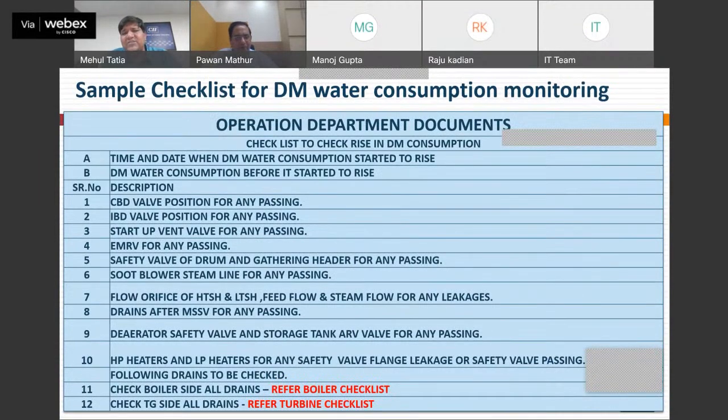You can prepare a checklist of these sorts where you can have what are the major things which are affecting or impacting your DM water, and then one by one you can go and cross check why your DM water consumption is increasing.